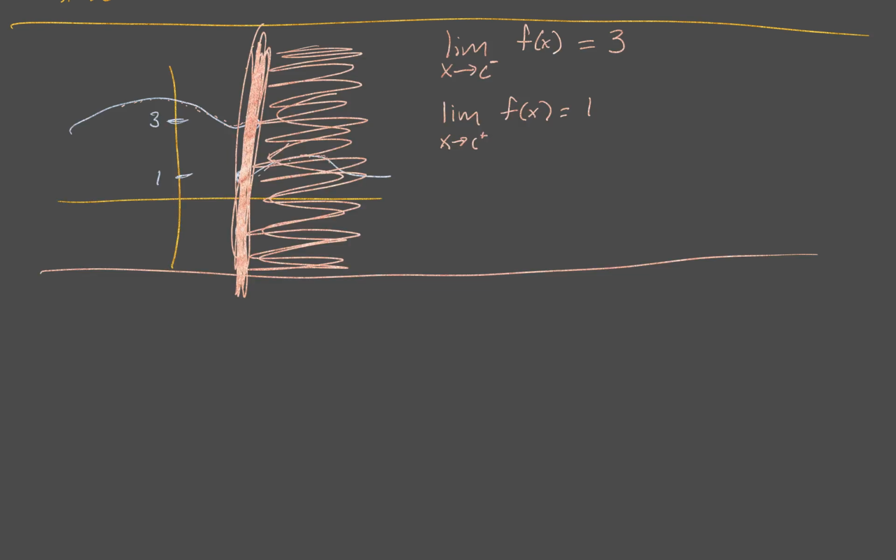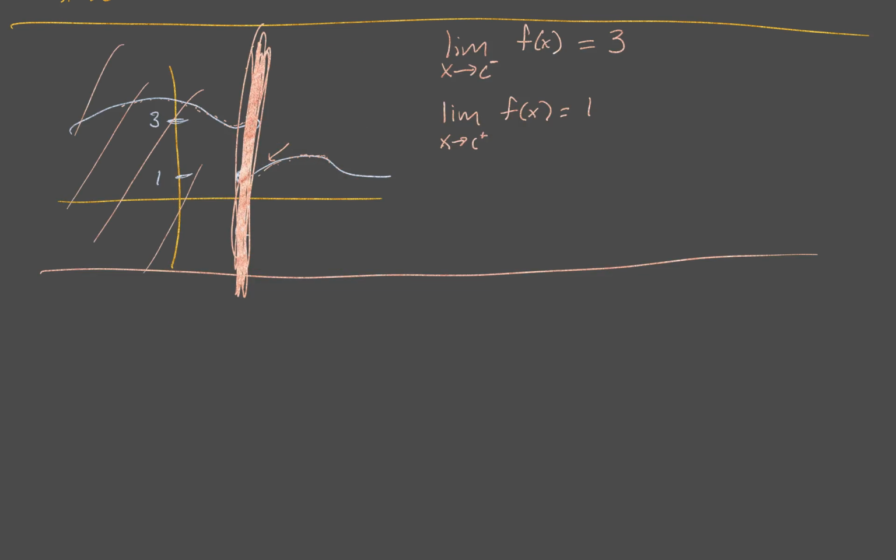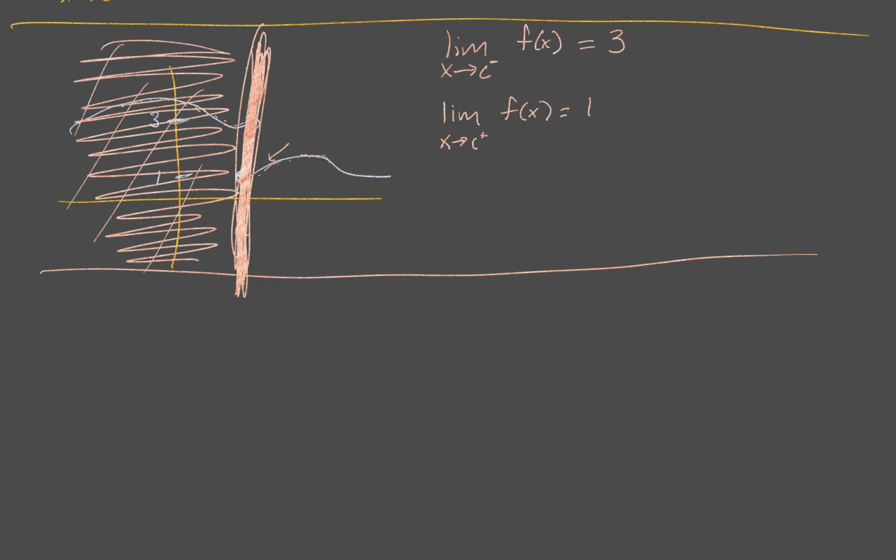If I was taking the limit from the right, I'd cover up everything on the left and the point itself, and it looks like my function is approaching 1. Okay, so that's what these limits from the left and from the right are, these directional limits.